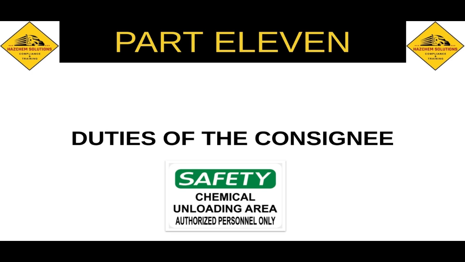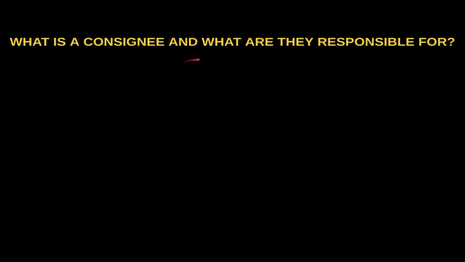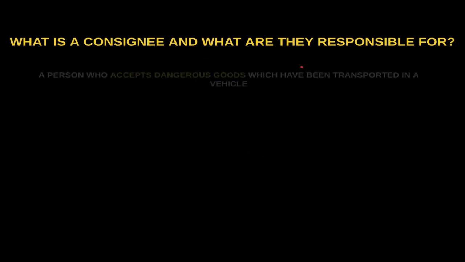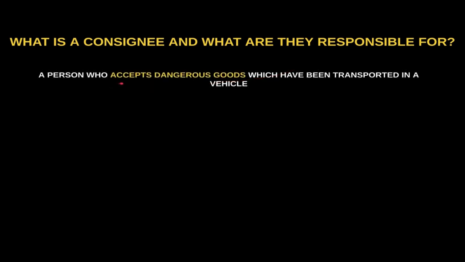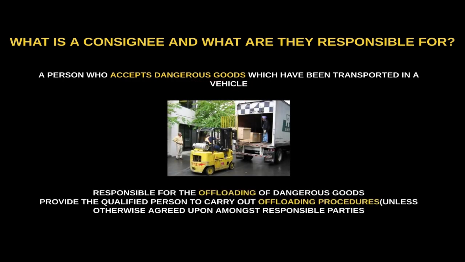Part 11 are the duties of the consignee. So let's look at what they say. What is a consignee and what are they responsible for? A consignee is the person who accepts dangerous goods which have been transported in a vehicle. Just a reminder, a consignor was the person who offers dangerous goods for transport. A consignee is the person who accepts dangerous goods off the transport. So what are they responsible for? They're responsible for offloading of dangerous goods. They provide the qualified person to carry out offloading procedures unless otherwise agreed upon amongst responsible parties.